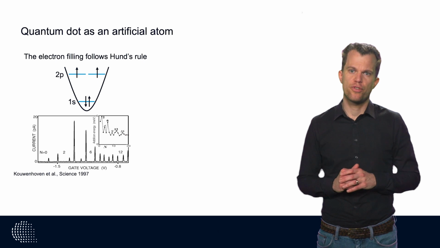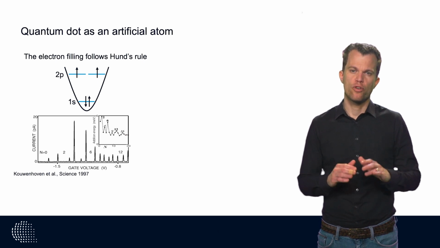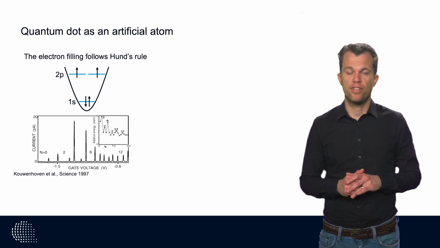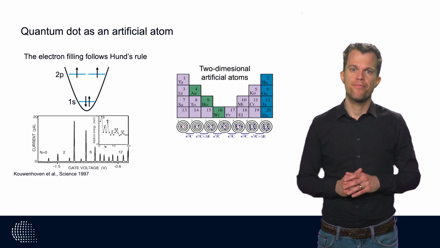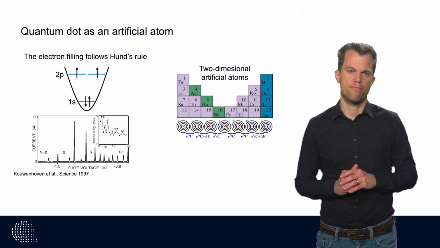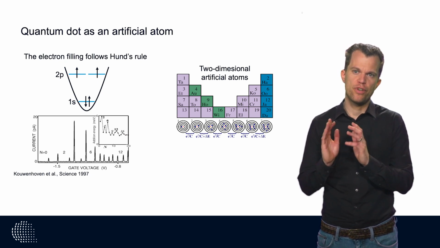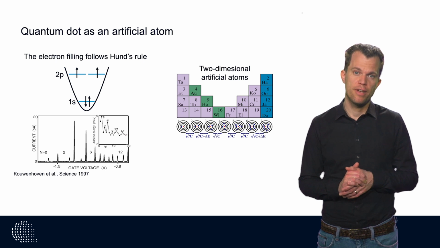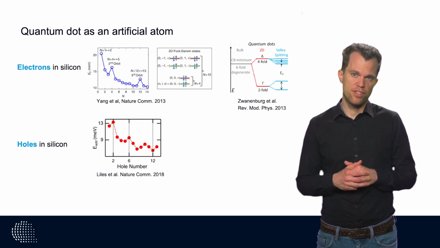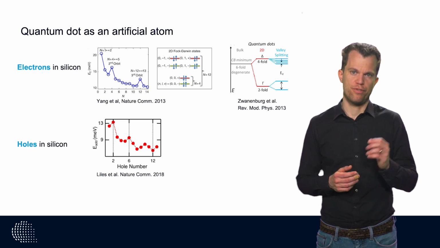If we consider a circular potential landscape, the orbital energies follow a pattern that mimics the pattern of electrons in the real atom. That is, the electron filling follows Hund's rules in 2 dimensions. Here you see a first demonstration of this filling using the material gallium arsenide. For electrons in silicon, however, things work differently.